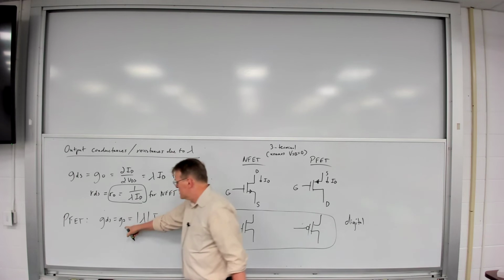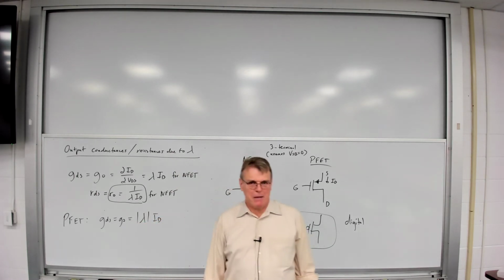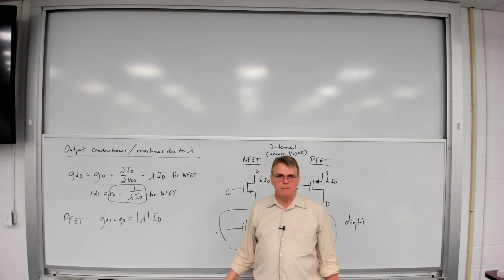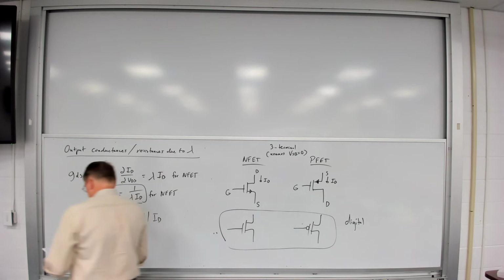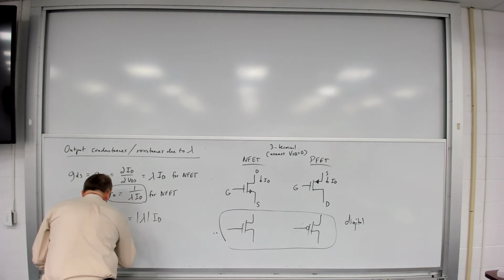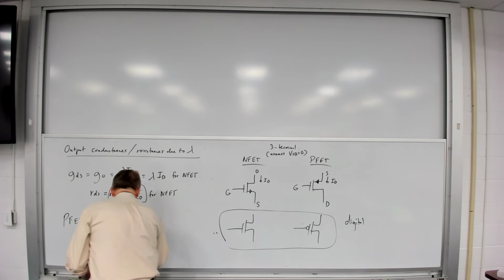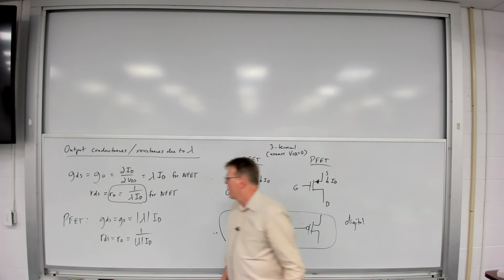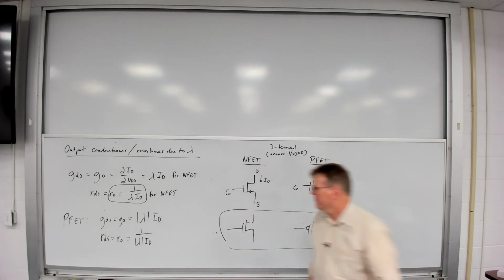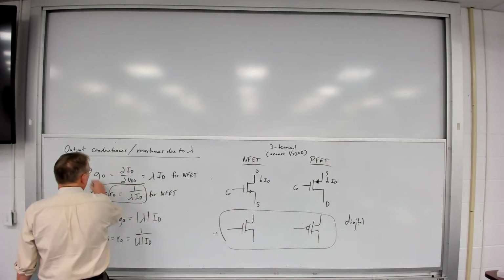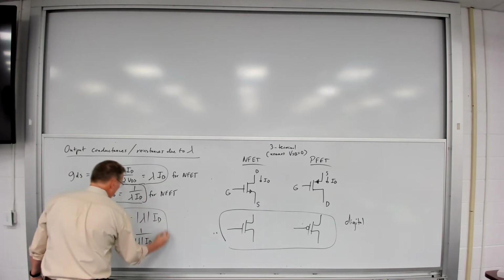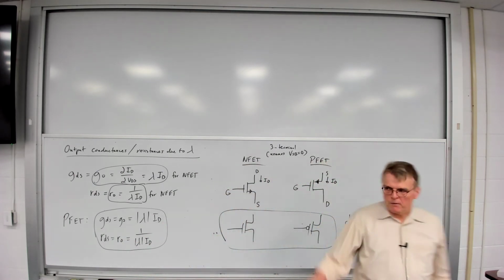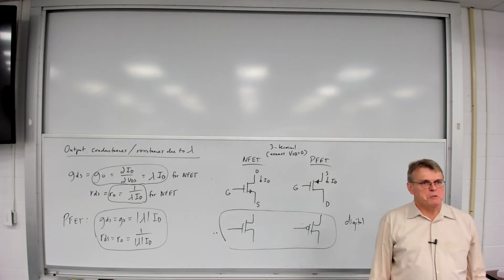GDS, or G sub O, will be equal to magnitude of lambda times ID. Note that in both cases, ID is a positive value. Drain current's always positive, NFET or PFET. And therefore, RDS, which is equal to R sub O, is equal to 1 over the absolute magnitude of lambda times ID. So we'll be using this later on. Once we get to the small signal model, these become critical to us, these parameters we just derived.